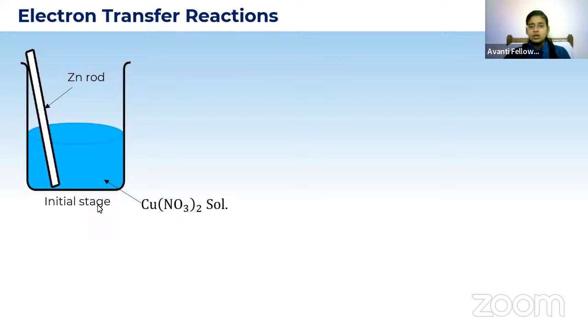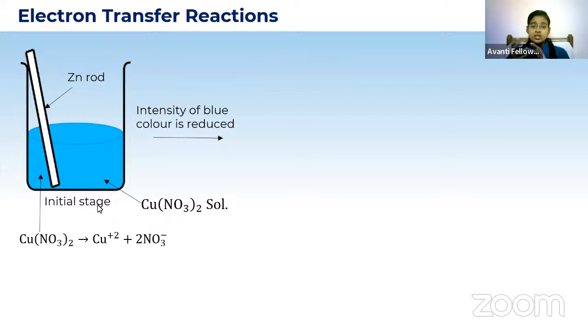Now, here we have copper nitrate solution, right? Inside that solution, we will have Cu2+ ion and NO3- ion. If copper nitrate gets dissociated, it will form Cu2+ and NO3-, so we have these two ions, cation and anion, inside the solution. Now, after some time, what happens? The intensity of the blue color is reduced. The dark blue color has been reduced to light blue color.